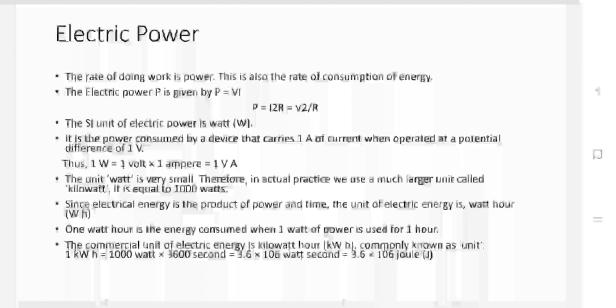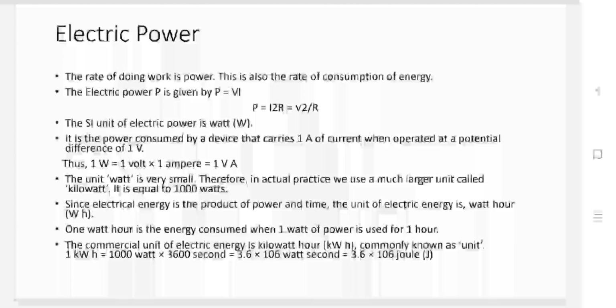SI unit of power is watt. It is the power consumed by a device that carries 1 ampere of current when operated at a potential of 1 volt. So 1 watt equals 1 volt into 1 ampere. Watt is a very small unit. Generally we use kilowatt, and 1 kilowatt equals 1000 watts.